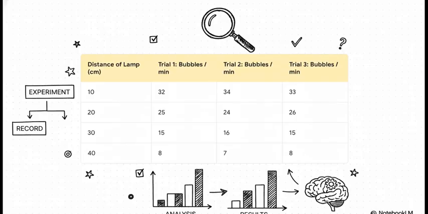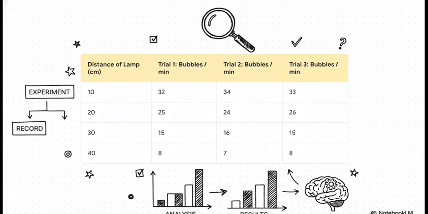Now this is what a professional raw data table looks like. Getting this right is step 1 of good data handling. Just look at the details. You've got clear column headings. The units are in the headings only, not next to every single number. And you've got separate columns for your repeats.